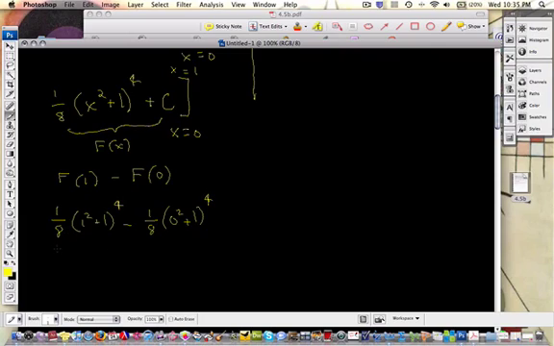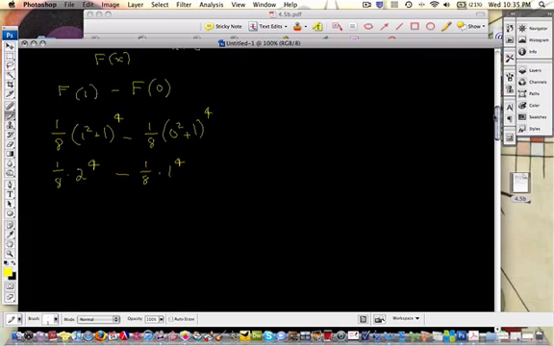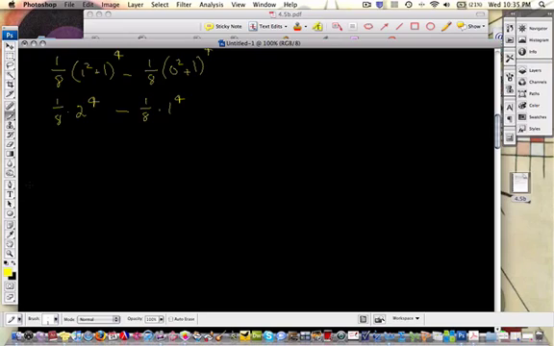All right, so this is 1/8 times 2 to the 4th minus 1/8 times 1 to the 4th. Almost done here. 2 to the 4th is 16. All right, so this is 1/8 times 16 minus 1 to the 4th is 1, so minus an eighth. So 16/8 minus 1/8, that is 15/8. Okay, that's our answer.